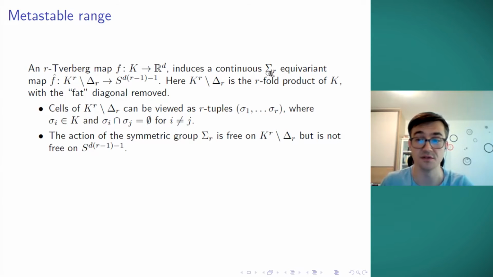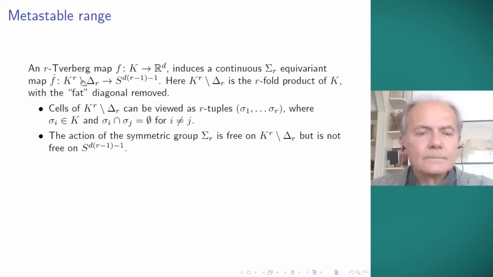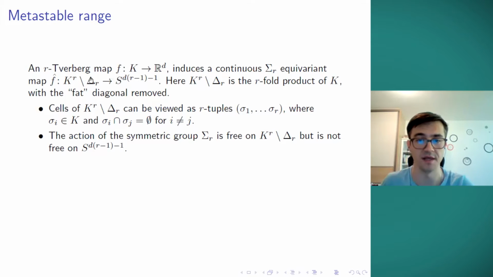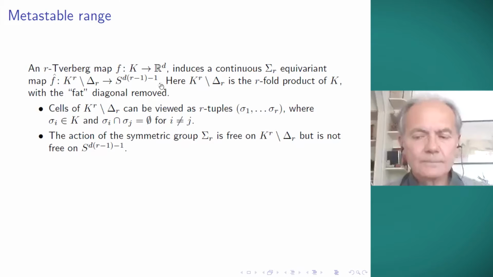a continuous equivariant map. So this is the symmetry group X. This is like the r-fold deleted product. So we take the r-fold product and remove the fat diagonal, and the same we do for R^d. So you obtain an equivariant map like this. And I just want to remark that the action of this group is now free on this fat diagonal and not free on the sphere.